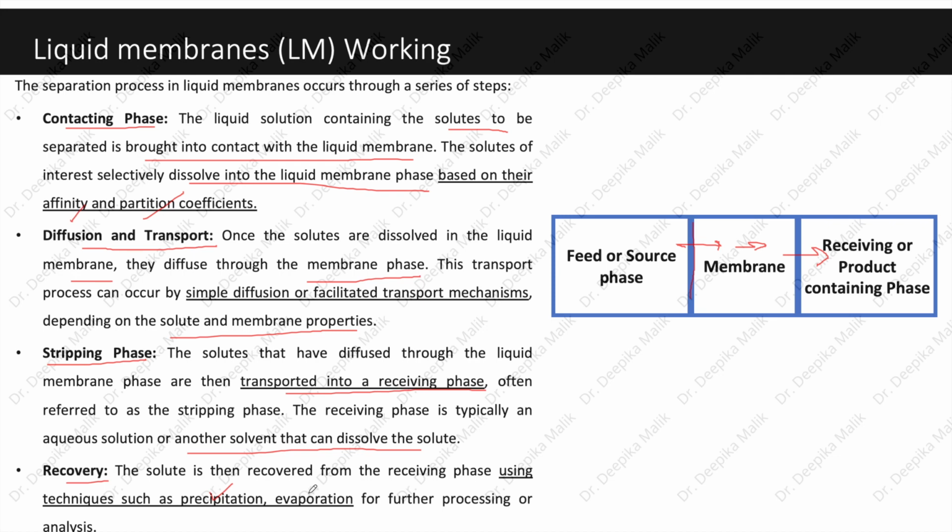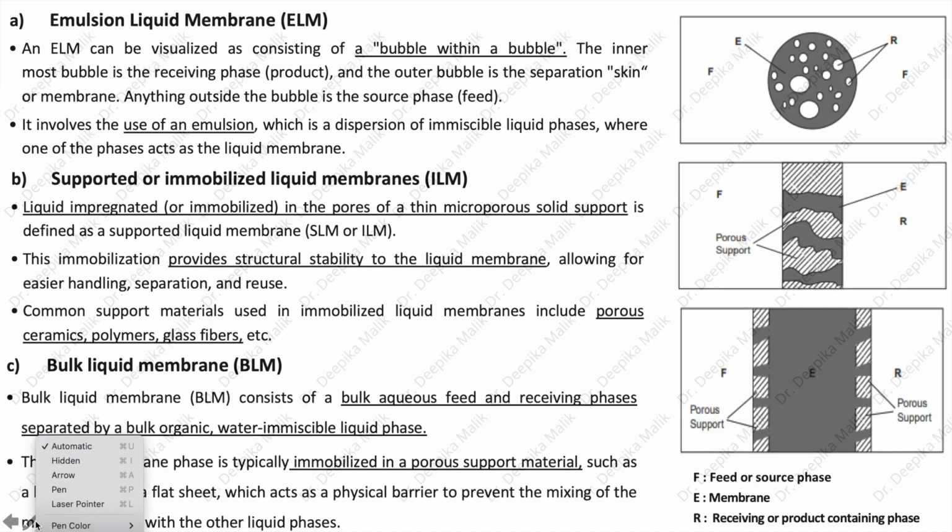Liquid membranes are further of three major types. First is the emulsion liquid membrane. An emulsion liquid membrane can be visualized as consisting of a bubble within a bubble. So here R is denoting the receiving or product containing phase, F is denoting the feed or the source phase, and E is designating the membrane.